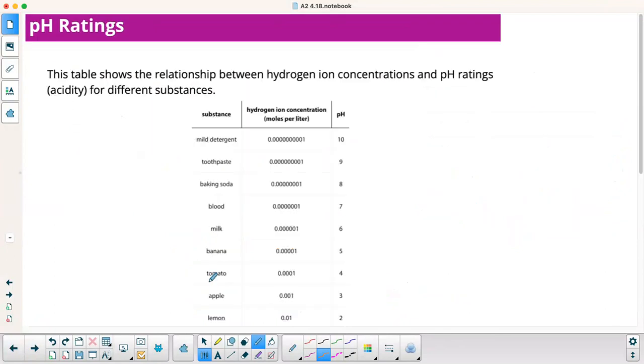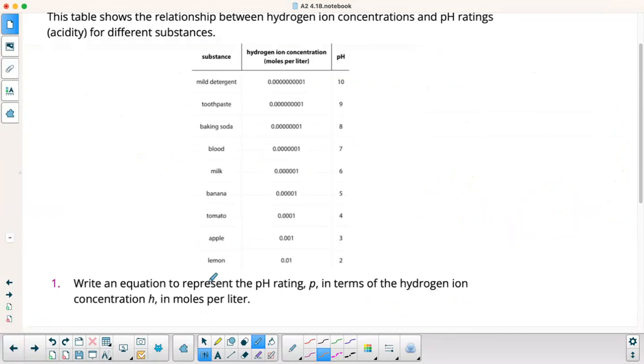Okay. All right. Table shows the relationship between hydrogen ion concentrations and pH ratings for different substances. Write an equation to represent pH rating P in terms of hydrogen ion concentration H in moles per liter. So if I look here, if I move my decimal 1, 2, 3, 4, 5, 6, 7, 8, 9, 10, like I did, we're really saying this is 10 to the negative 10.